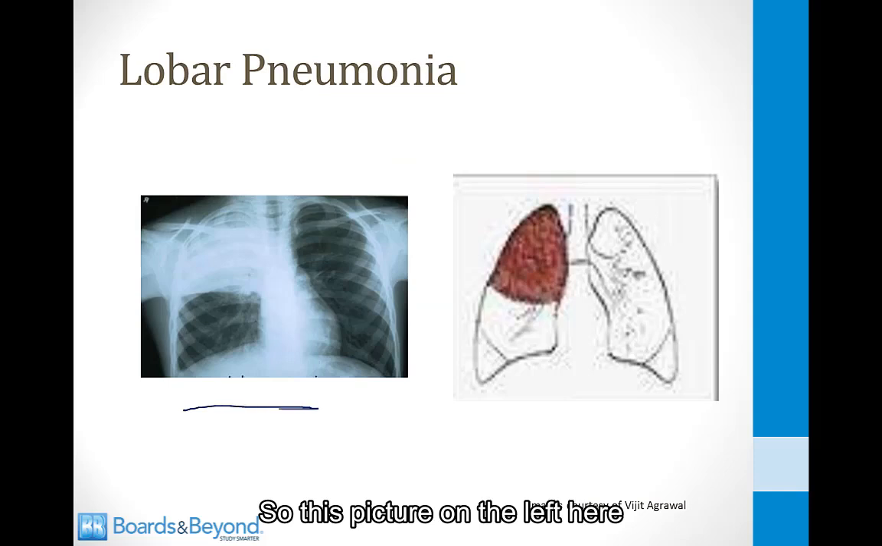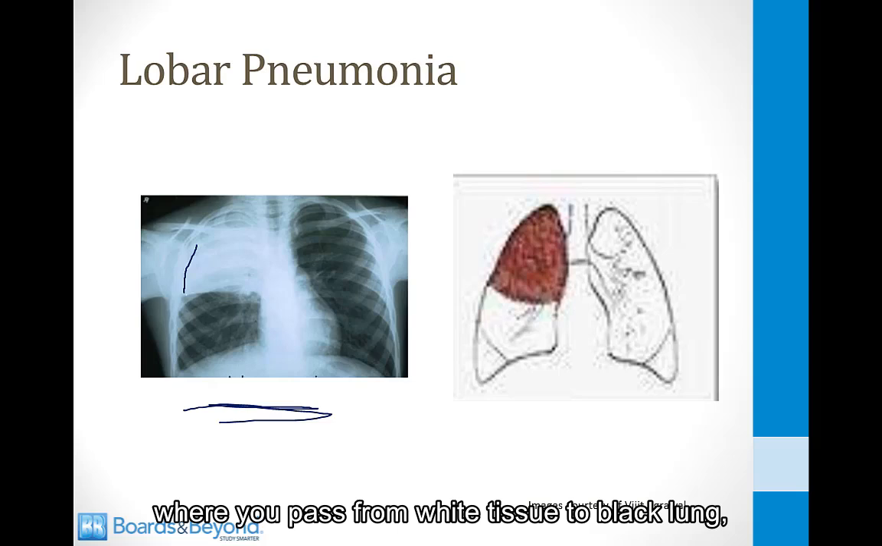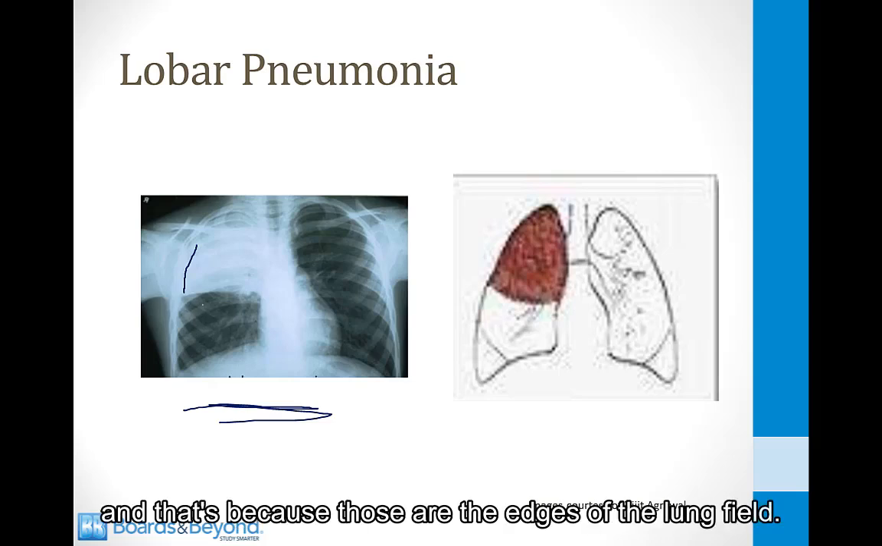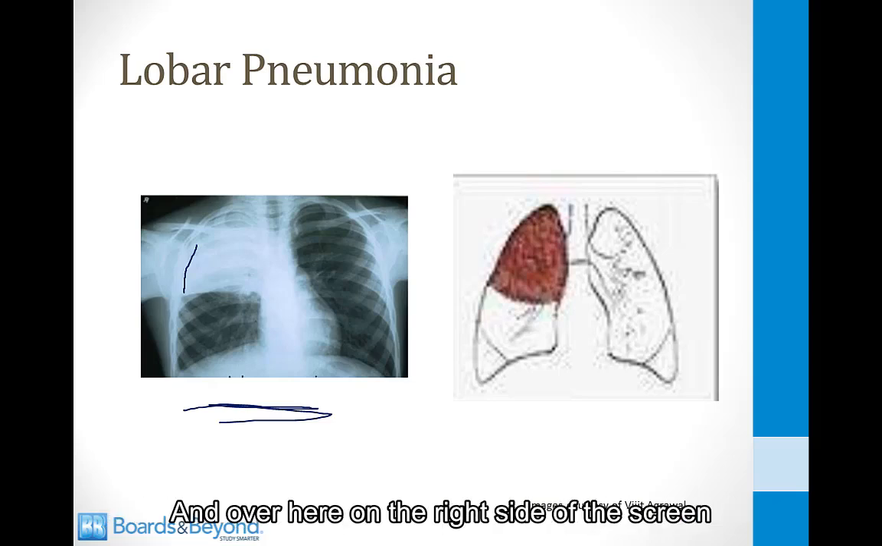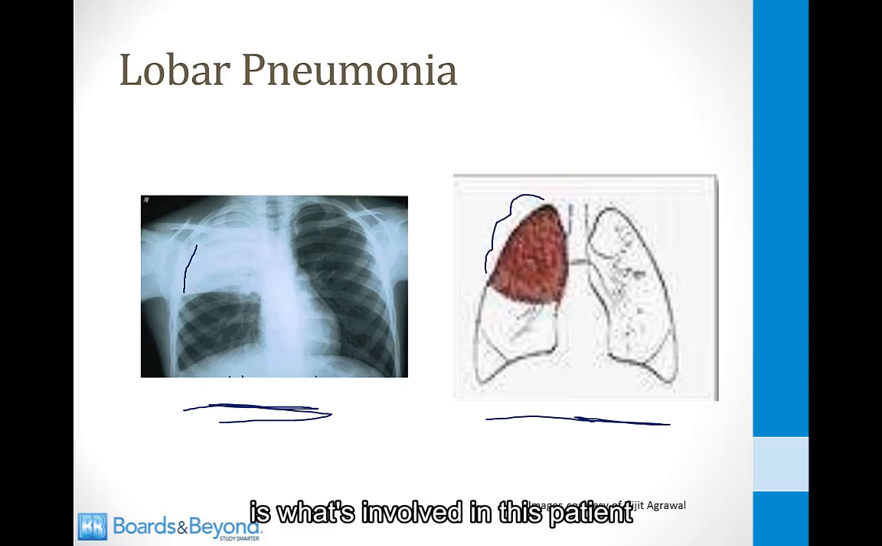So this picture on the left here is a chest x-ray of a patient with a right upper lobe pneumonia, and you can see how there are clearly demarcated areas where you pass from white tissue to black lung, and that's because those are the edges of the lung field. And over here on the right side of the screen is a drawing of the different lung fields, just showing you how the right upper lung is what's involved in this patient on the chest x-ray on the left.